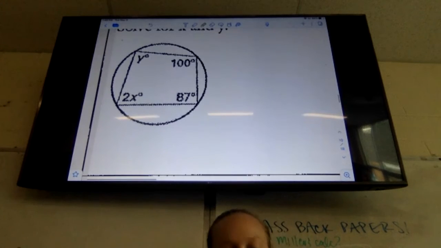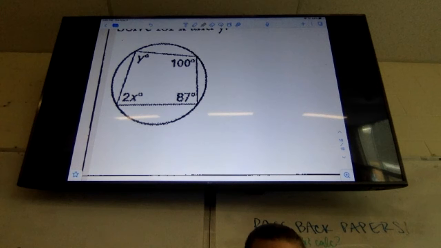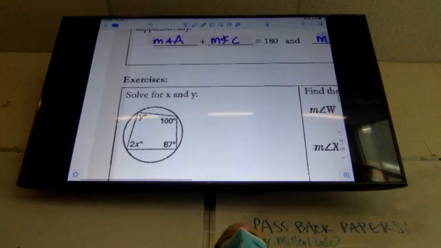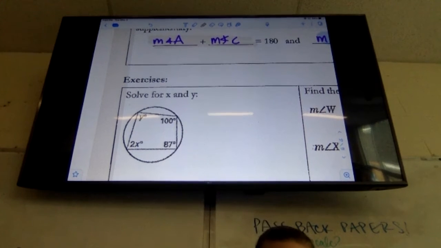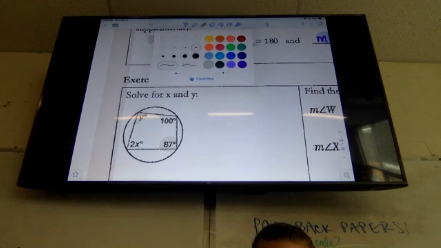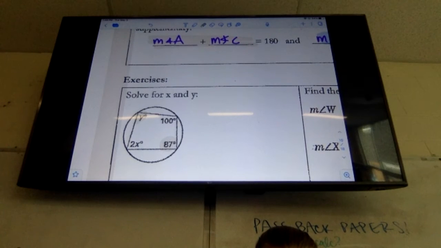How do I solve? 100 equals 2x and 87 equals... No, they equal 180. 100 plus 87 plus 2x equals 180. Remember, opposite angles are supplementary. Wait, would it be y plus 87 equals 180? Caroline, do you have the other one? Opposite angles are supplementary. y plus 87 equals 180 and 2x plus 100 equals 180.